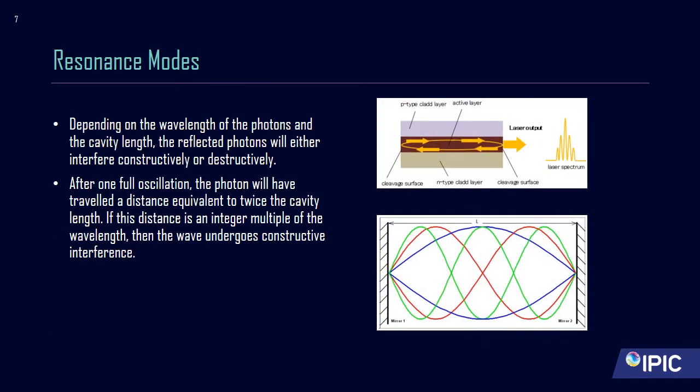Depending on the wavelength of the photons and the cavity length, the reflected photons will either interfere constructively or destructively. After one full oscillation, the photon will have traveled a distance equivalent to twice the cavity length. If this distance is an integer multiple of the wavelength, then the wave undergoes constructive interference. If not, then it undergoes destructive interference and is cancelled out.